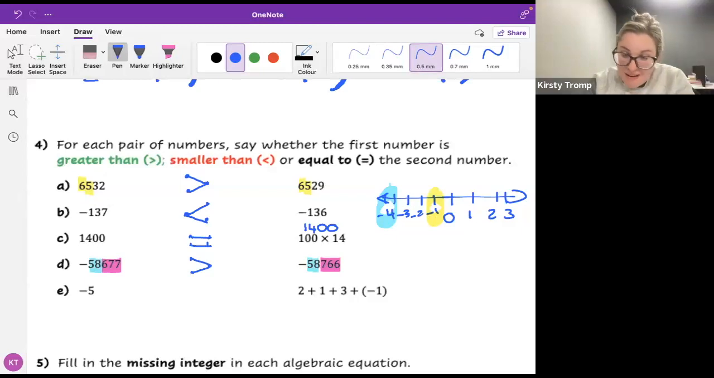All right. And finally, let's give the last one a try. Sorry, the last one I've got negative 5 on the one side. On my other side, I've got 2 plus 1 plus 3 plus negative 1. Their hands are on fire tonight, my goodness. Let's go Insika. Insika, do you want to help me with this one?